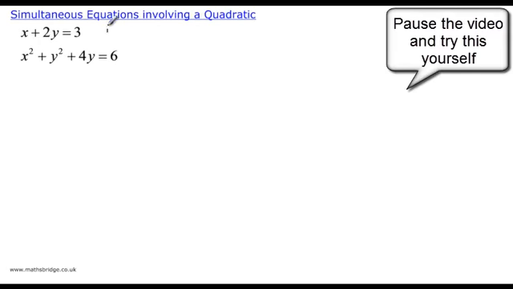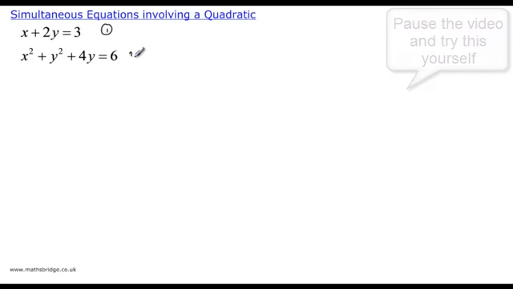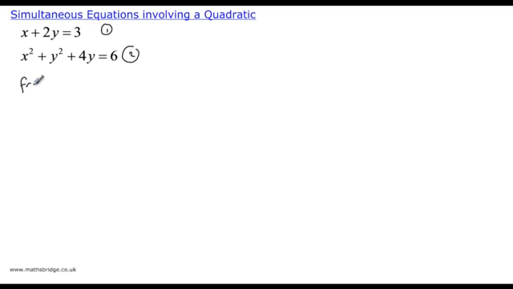We also need to be able to solve simultaneous equations involving the quadratic. Note I will always use a substitution method here, and I will always take the equation which is linear and use that to substitute into the quadratic expression. So we can write x is equal to 3 minus 2y, and I can substitute that into equation number 2.